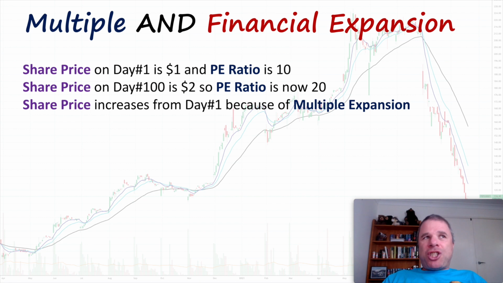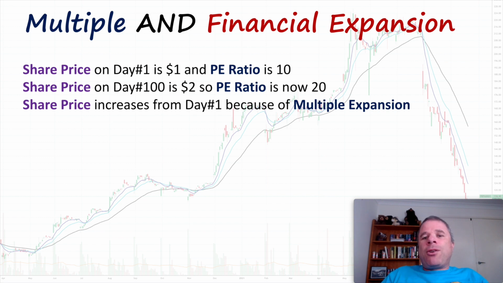So just imagine there's a company that just IPO'd on the stock market, and on day one, the share price of this company is $1 and the P/E ratio is 10, which means the earnings per share is 0.1. 100 days later, on day number 100, the share price has risen to $2, so it's doubled. That means the P/E ratio is now 20.